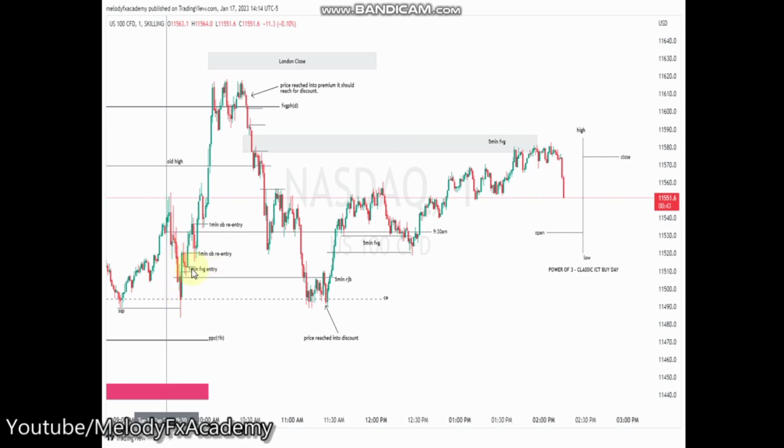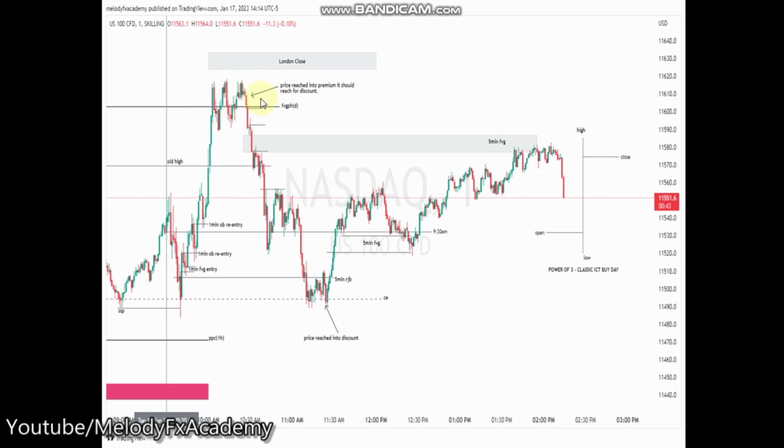Price came back for the first entry, a 1 minute fair value gap entry, moved away, came back to the optimal trade entry from this low to this high, then an order block re-entry, and moved away. Notice this entry was below the 9:30 opening price, right? So this is a high probability, low risk setup. We got a first entry, second entry, and a third entry, and you can see price move away speedily to our target, right?